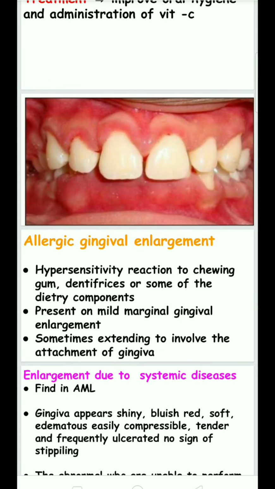Allergic gingival enlargement is due to things like dentifrices and mouthwashes. It is a hypersensitive reaction to those kinds of toothpaste, etc., that leads to gingival enlargement.